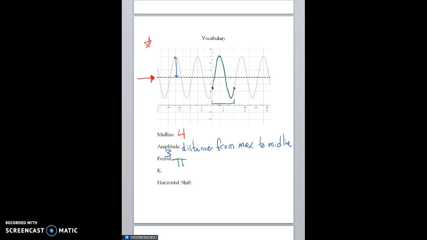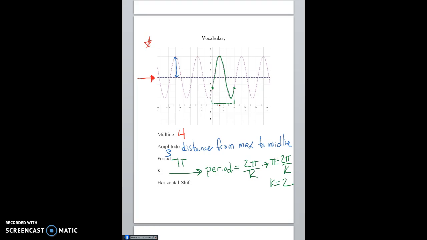K is the number that actually appears in the equation for the function. You're going to need to be able to connect K to figure out the period. There's a simple little formula: period equals 2 pi over K. K is going to be in the equation you're given. Here we know that the period is pi. If you solve this for K, you get K equals 2. And if we were to write the equation for this function, K would be 2.